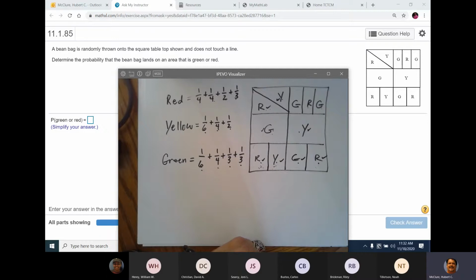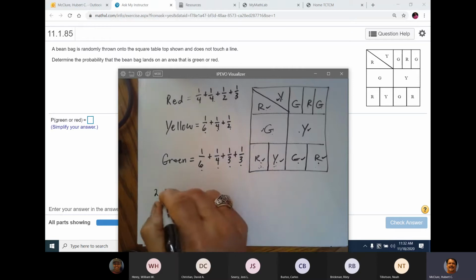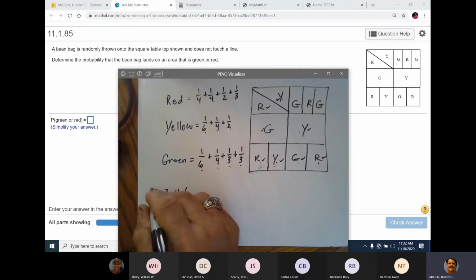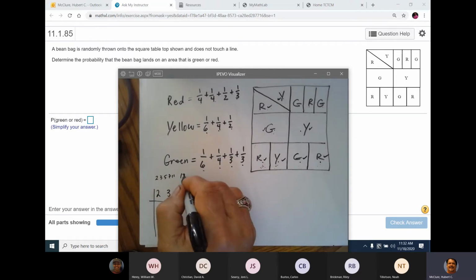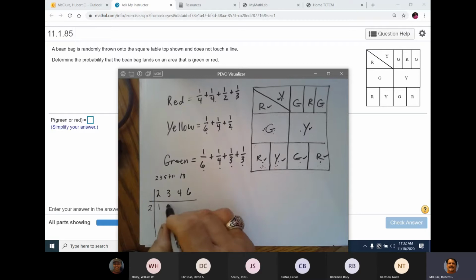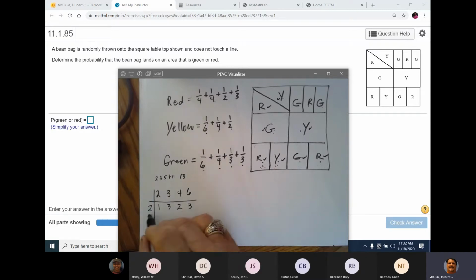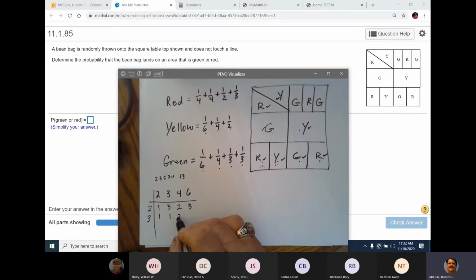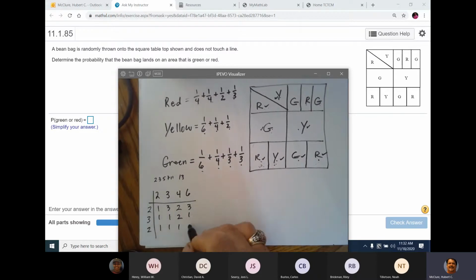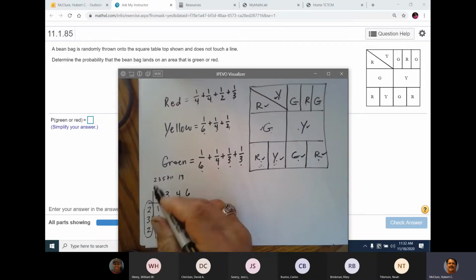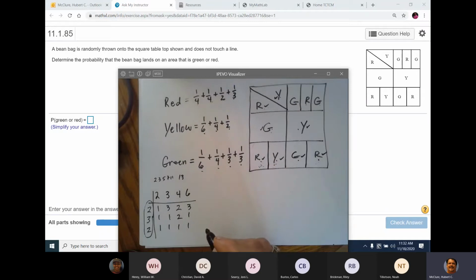The common denominator of 2, 3, 4, and 6. Prime numbers are 2, 3, 5, 7, 11, and sometimes 13. 2 will be a 1, a 3, a 2, and a 3. 3 will be 1, 1, 2, 1, 2 will be 1, 1, 1, 1. So what's 6 times 2? 12. The common denominator is 12.